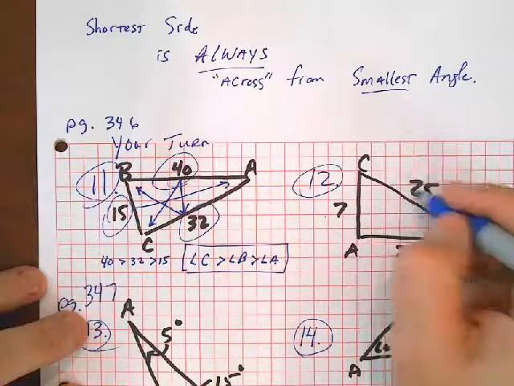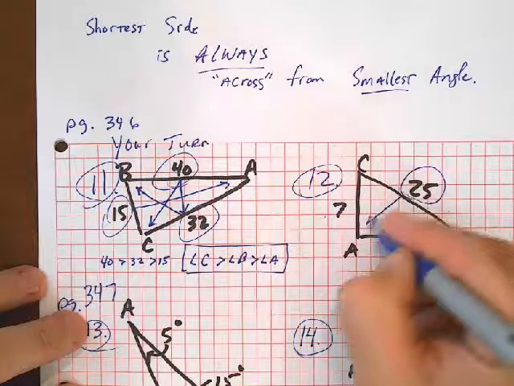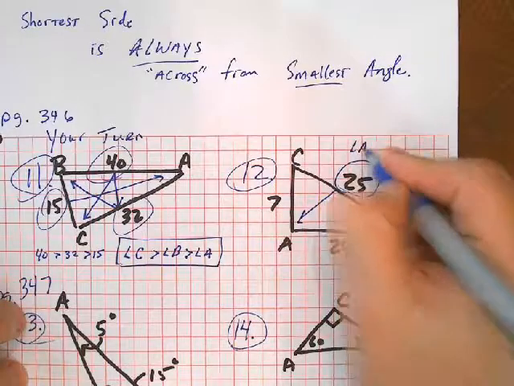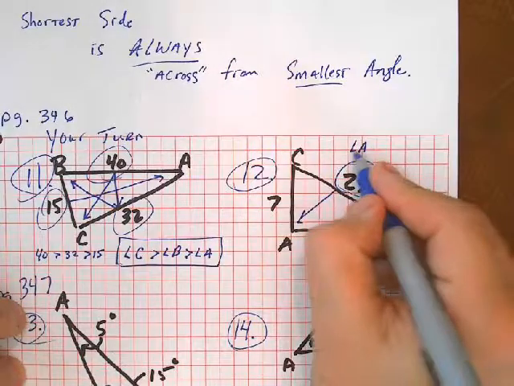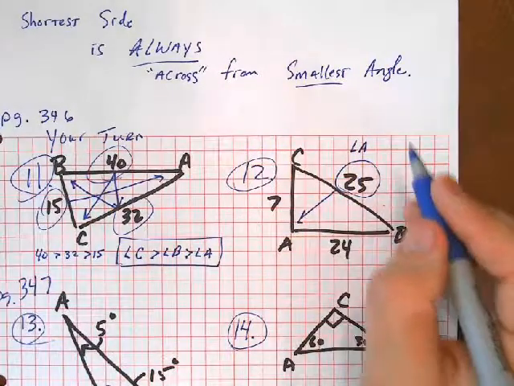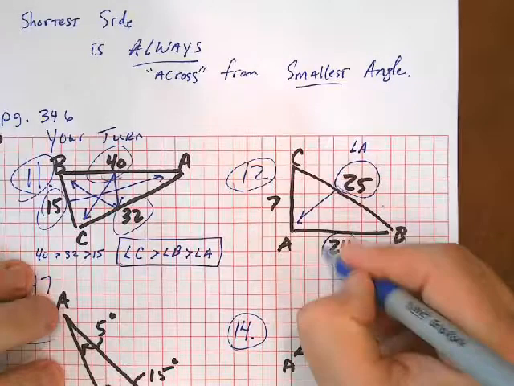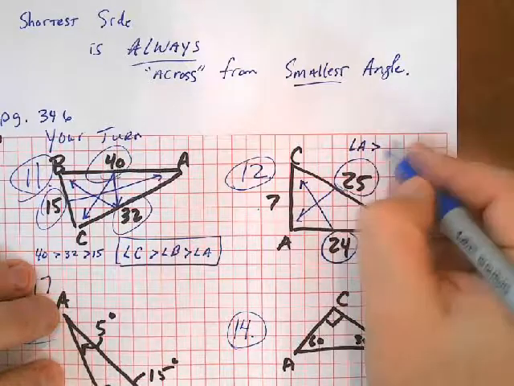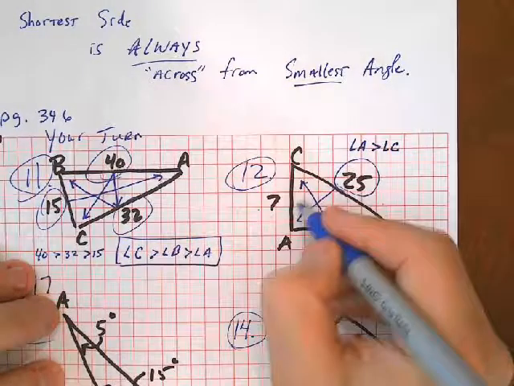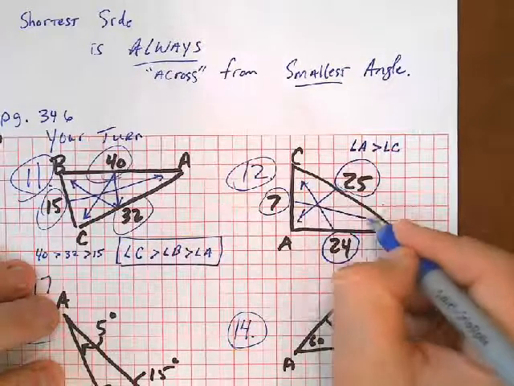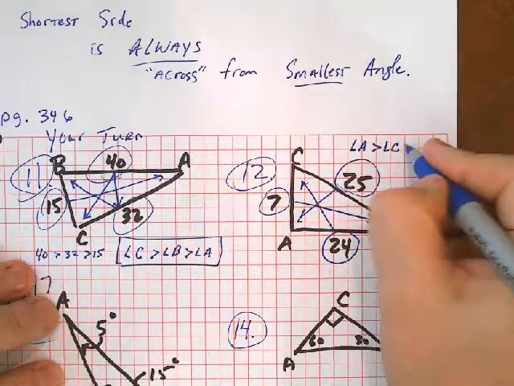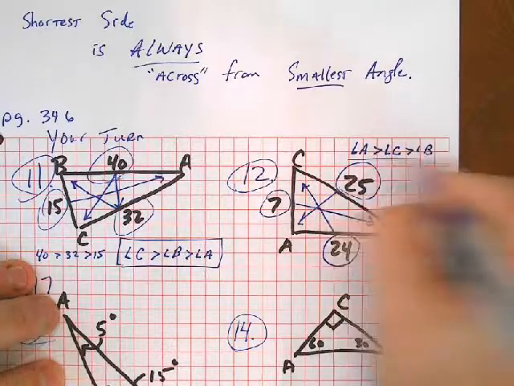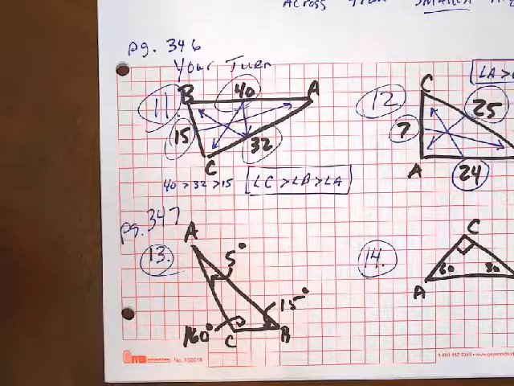Which one's the longest side? 25, so that means that the angle opposite, angle A, would have to be the largest angle. The next one is 24, so we'll go opposite, that's angle C. And the next one is 7, we'll go opposite, and that's angle B. So there's our inequality statement: A is greater than C, which is greater than B. And as I said, the same thing is true conversely. Let's take a look at it.